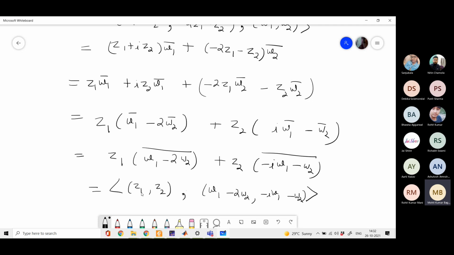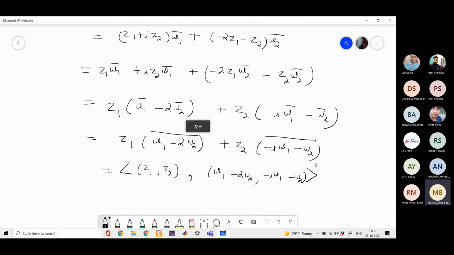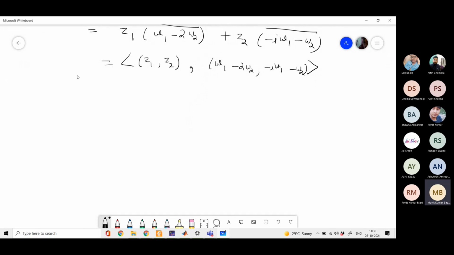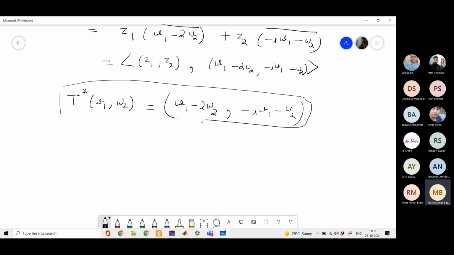And now you have to use the uniqueness of the adjoint operator. So from that you can write that T star of (W1, W2) is W1 minus twice of W2, minus i W1, sorry, W2. Okay, this will be your answer.